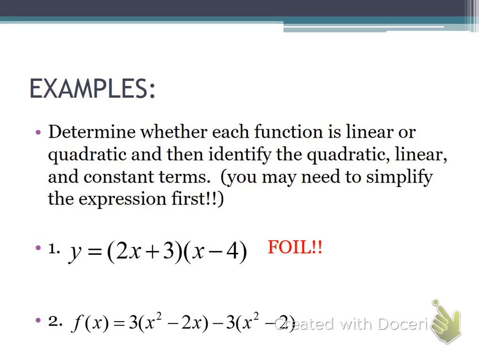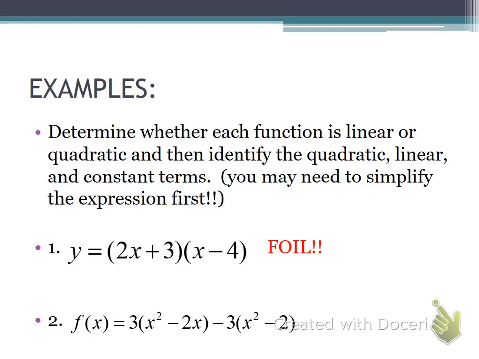Okay. We are going to determine whether each function is linear or quadratic, and then identify the quadratic, linear, and constant terms. It says we may need to simplify the expression first. So our first problem says y equals the quantity 2x plus 3 times the quantity x minus 4. And we are given this friendly reminder, FOIL.